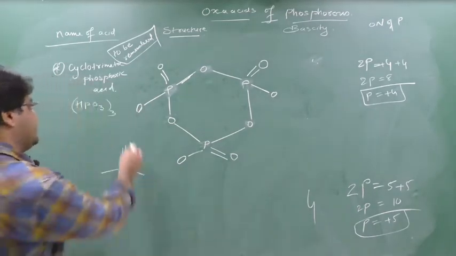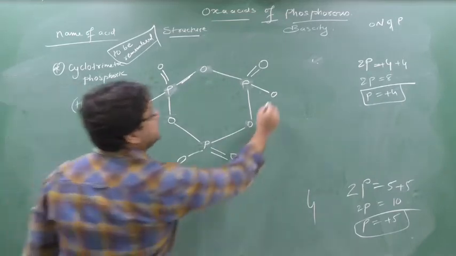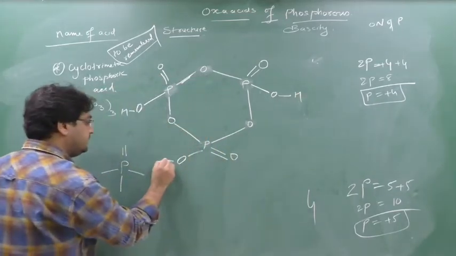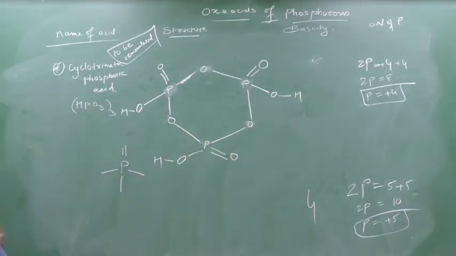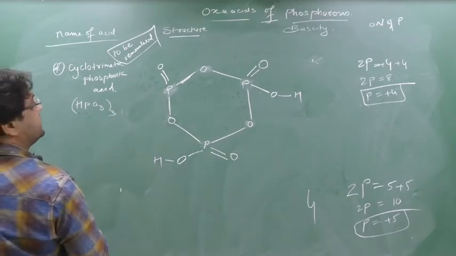So who will satisfy it here? H. So here H will come, here H will come, here H will come. So this is the structure of H3, HPO3 thrice, cyclotrimetaphosphoric acid.